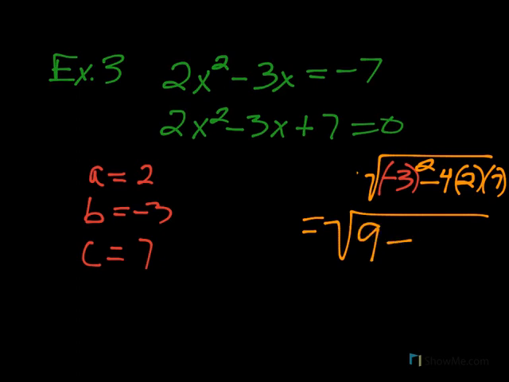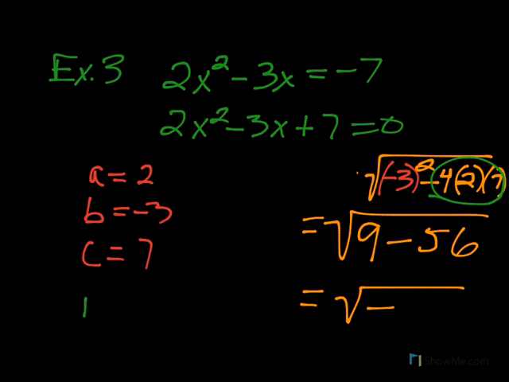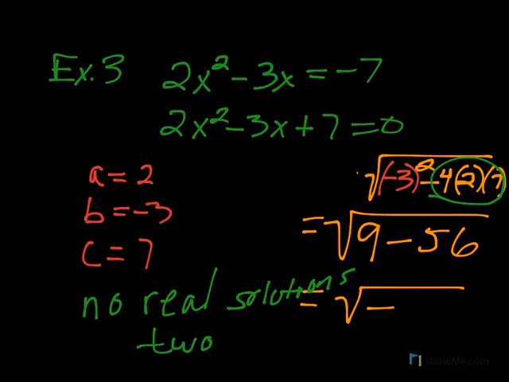This is 9 minus 4 times 2 times 7. You don't even have to multiply this. I can see from here that whatever that number is, it's going to be bigger than 9, and it's going to be a negative number inside the square root. If you really want to know, this is going to be 56. Then this equals the square root of a negative number, which means no real solutions. So this one does not have real solutions. This has two complex solutions.